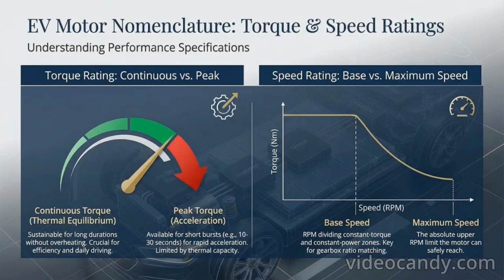Next is torque rating, written as continuous torque and peak torque. Peak torque is available for a few seconds for acceleration, whereas continuous torque can be sustained without overheating. You will also see base speed and maximum speed listed in RPM. Base speed is where the motor transitions from constant torque region to constant power region.